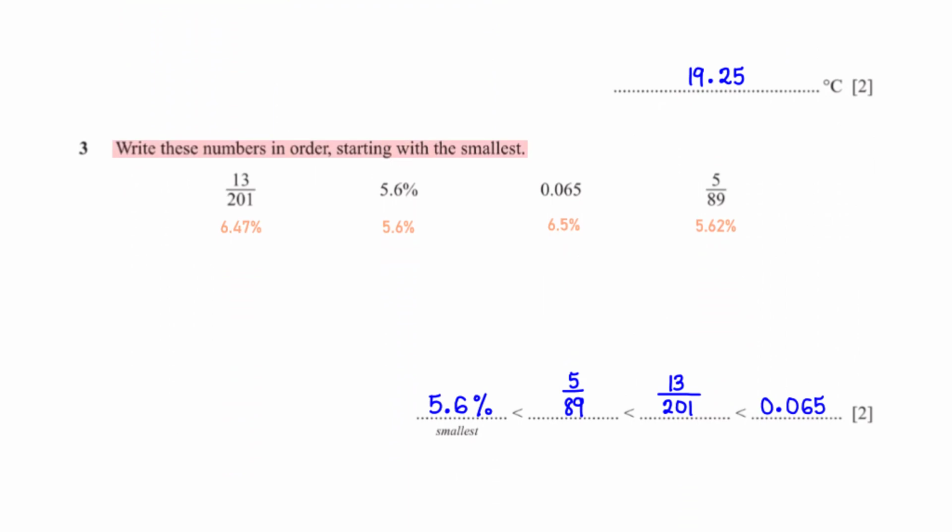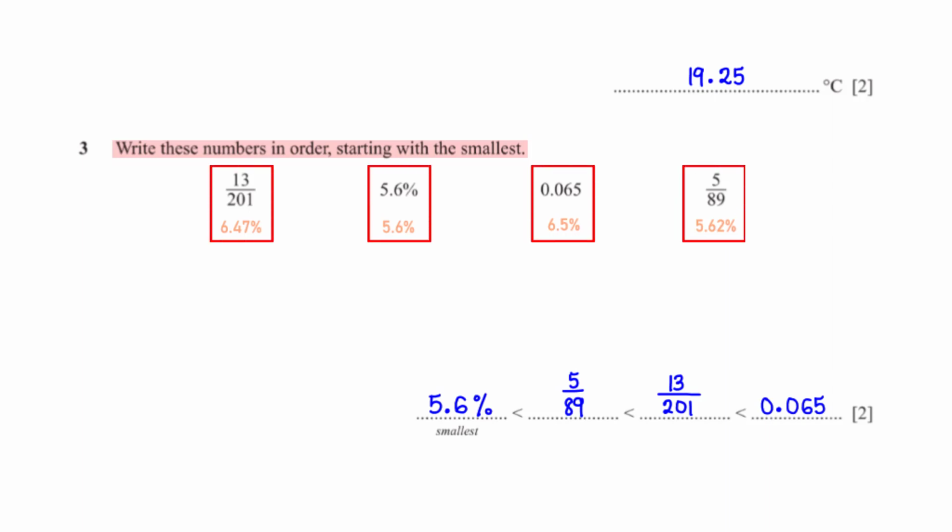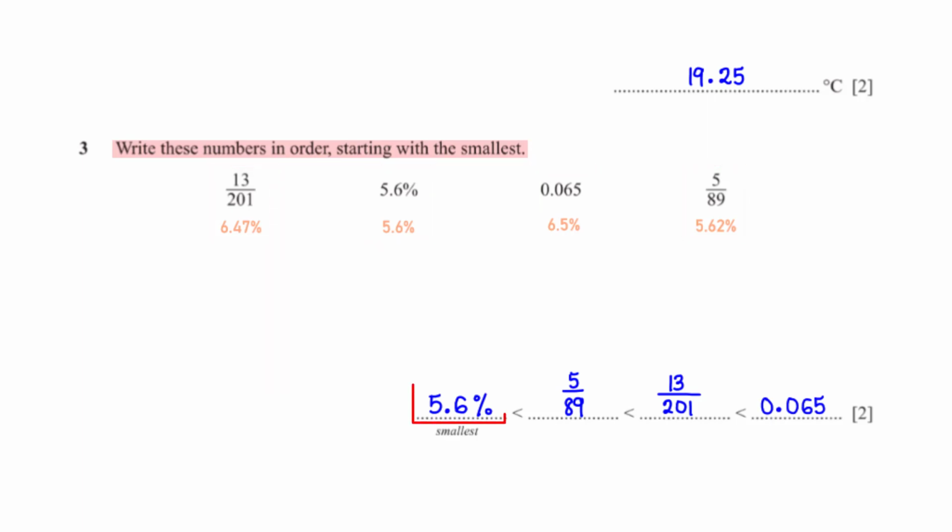Write these numbers in order, starting with the smallest. We can compare the numbers by first ensuring they've all been converted to percentages. To convert a number to a percentage, we simply multiply the number by 100%. The number with the smallest percentage is 5.6%, followed by 5 over 89, then 13 over 201, then finally 0.065.